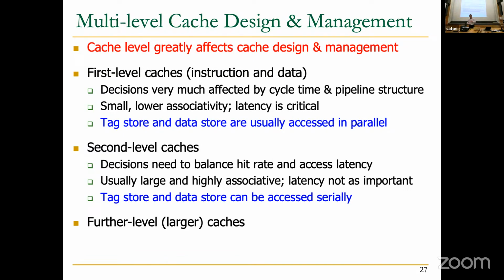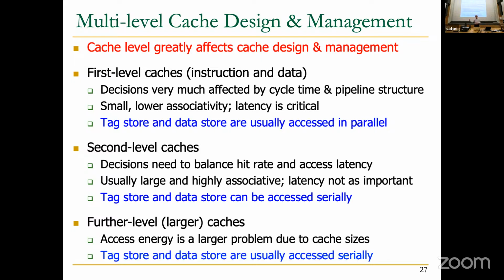And at the second level, tag store and data store can be accessed serially, and depending on the design decisions and how big your second level is, in modern processors, they're accessed serially. But if you go to the next outer levels, where your cache is, let's say, 48 megabytes, 64 megabytes, even larger potentially, access energy becomes an even larger problem due to the size of the cache. And tag store and data store are usually accessed serially to save energy in that case. And access latency is less of a problem at that point because you already waited so long. Maybe you can wait another 5 cycles, right, from the processor's perspective. So that's the trade-off, basically.